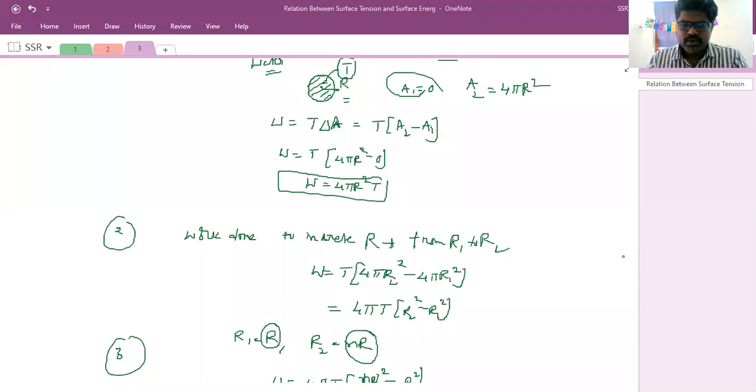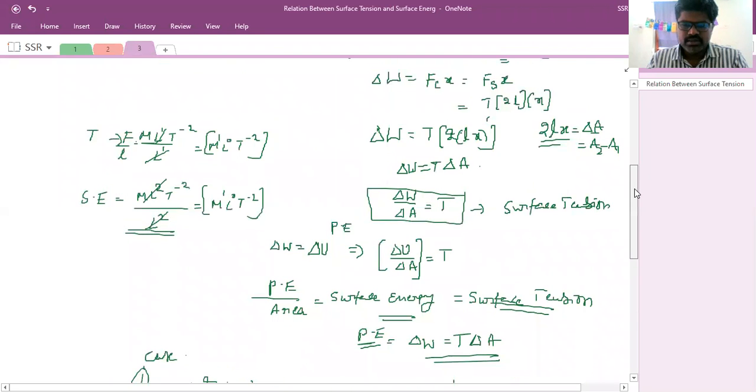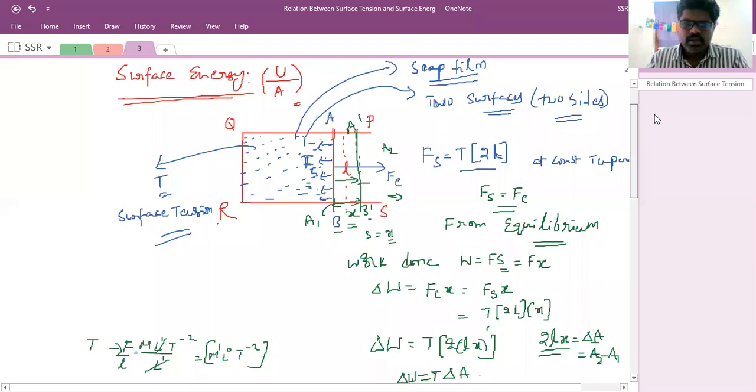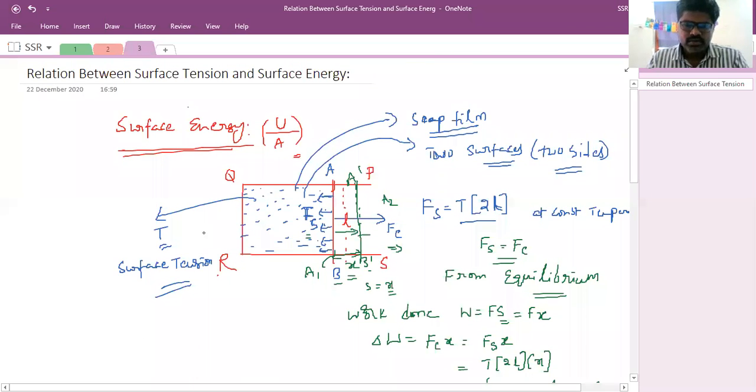Yesterday, we discussed the relation between surface energy and surface tension. For that, I have taken this model: a rectangular frame connected with a freely moving wire, so that it will form a closed loop. Based on that, we have done work against the surface tension force. Work done against the surface tension force is what we have written here.